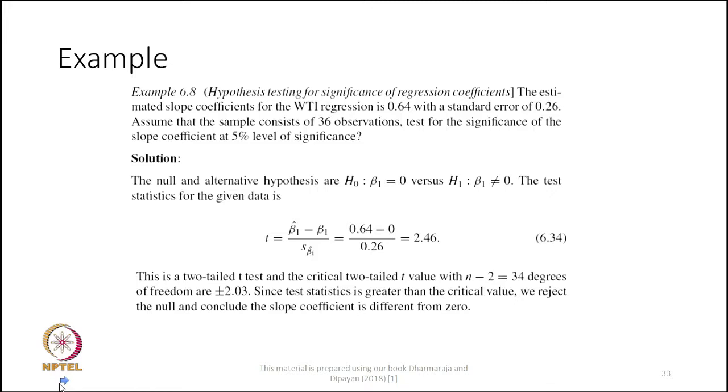and then you follow all the 5 steps in the same way as I discussed earlier, then you can conclude whether the null hypothesis will be rejected or not. In this case we are rejecting the null hypothesis. That means the slope component beta 1 is different from 0.